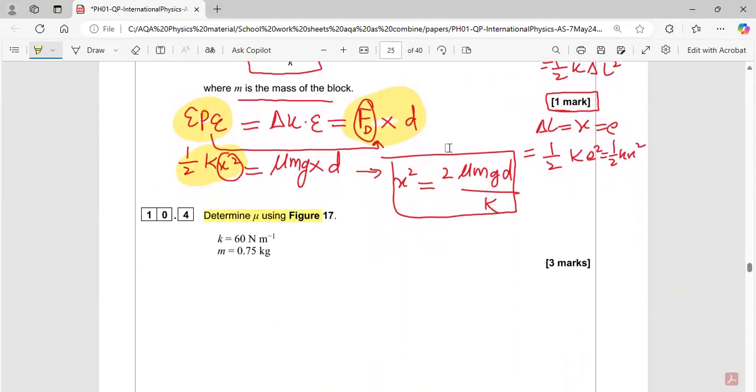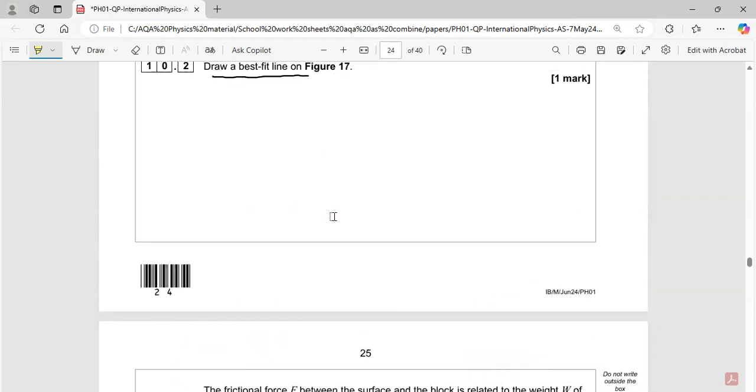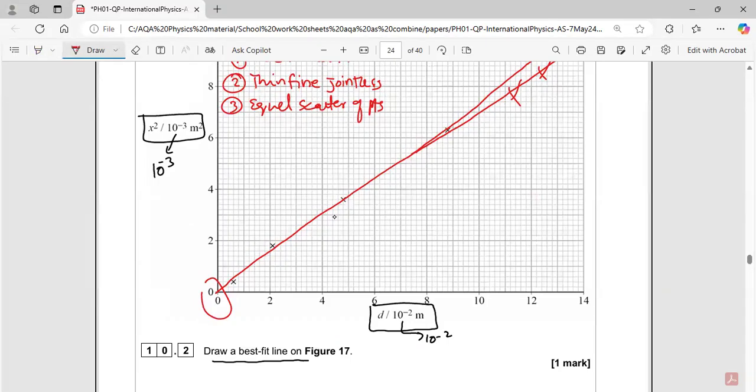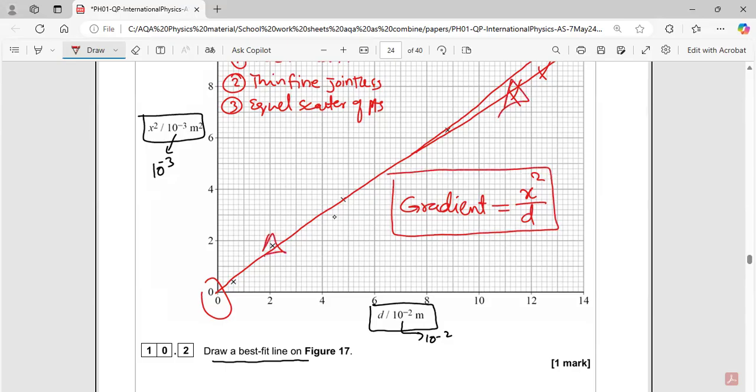Now they're saying determine mu using figure 17, where k is 60 and m is this. So using figure 17, let's jump back to figure 17. What is figure 17? This is the graph. It means that they are asking us to find the gradient. And gradient is x square over d over here, because this is y over x. So you simply find the gradient. Just take 2 points, whatever, and take their gradient value. So measure the gradient. Gradient is y2 minus y1 over x2 minus x1. Just measure this gradient and you get the value of x square over d.